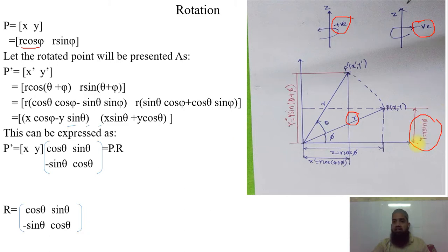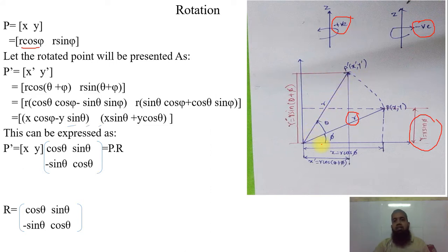R cos phi, r sin phi. Similarly, let the rotated point be represented as p dash, equal to x dash and y dash. I have to find x dash and y dash with respect to r.